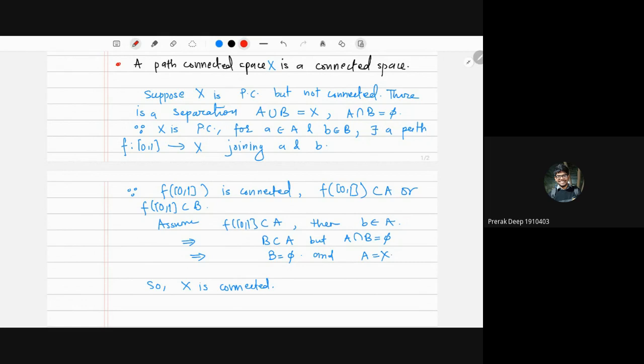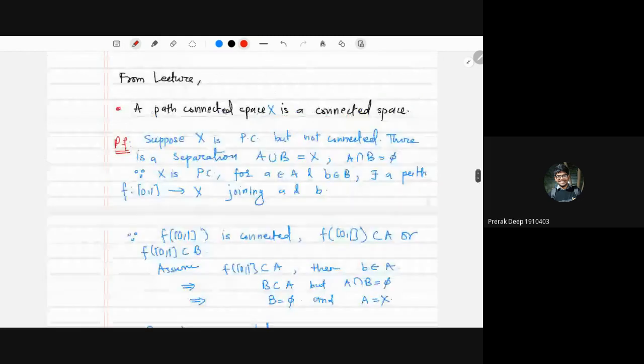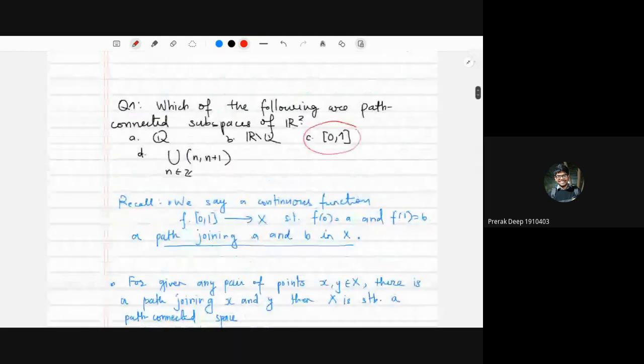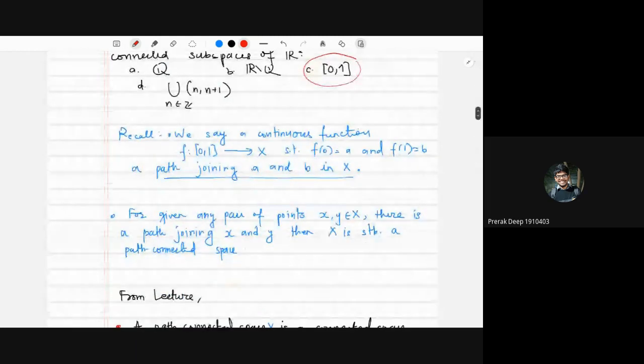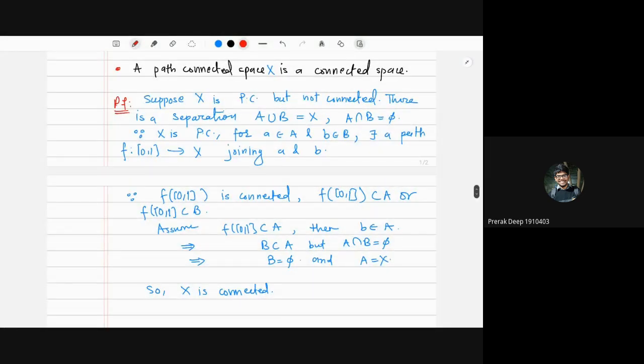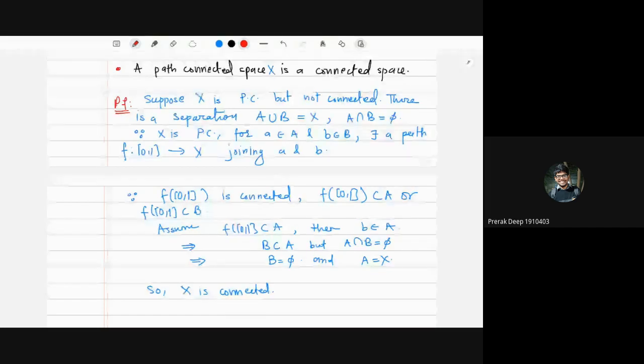Okay, so we want to use this fact that path connected spaces are connected spaces. How do we use this fact? We will use it in a contrapositive way. We will consider the negation of this sentence, and that negation we will use. So what will be the negation? Something which is not connected can't be path connected.